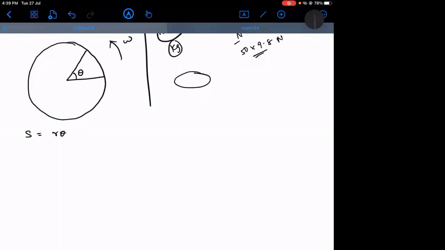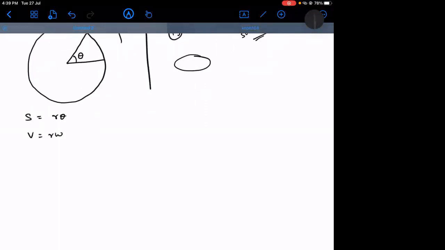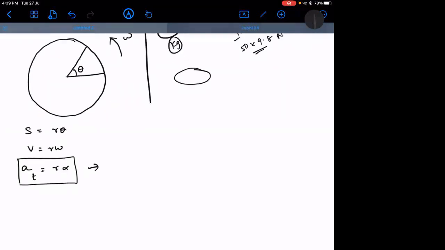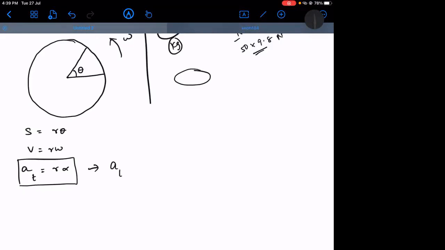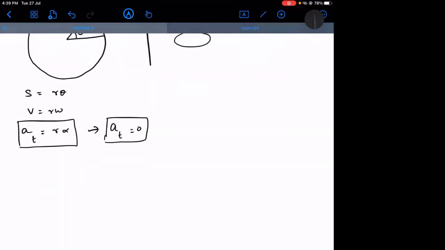S is equal to r theta, V is equal to r omega, A is equal to r alpha. What does this A stand for? This is called as the tangential acceleration, right? So for the particle to be set in a uniform circular motion, the tangential acceleration is the one that is supposed to be 0. So please write down the definition in this term.